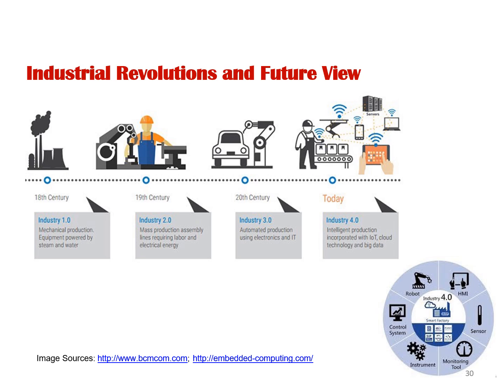In the 19th century, we started to use massive production assembly lines requiring labor, and electrical energy was introduced. Actually, Industry 2.0 ran from the 19th century to the mid-20th century. Industry 3.0 started when we began to apply automated production using electronics and IT, like the use of robotics and automated systems like CNC. Industry 4.0 nowadays is about using intelligent production incorporated with the IoT, the Internet of Things, cloud technology and big data processes.